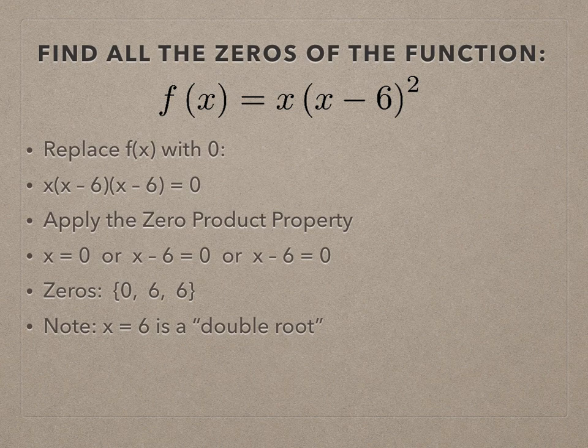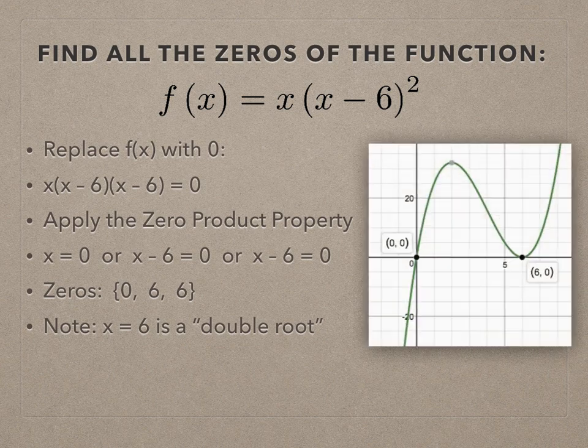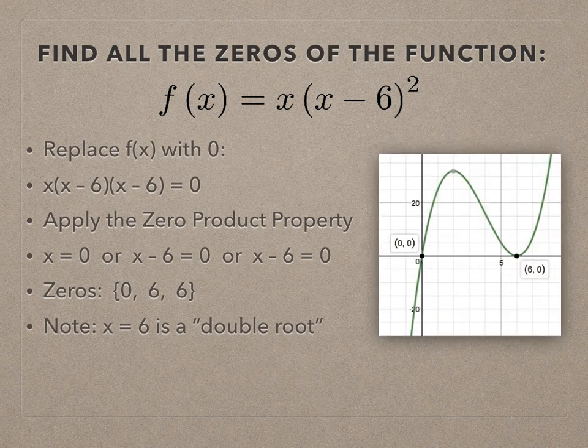So here I'm going to type this function into a graphing app such as desmos.com, and here's what the graph looks like. Notice there are 3 real zeros. One of them is x equals 0, right? That's the origin. The graph crosses right through there. And then the double root at x equals 6, it almost bounces at that point. So kind of pay attention to what a double root looks like.